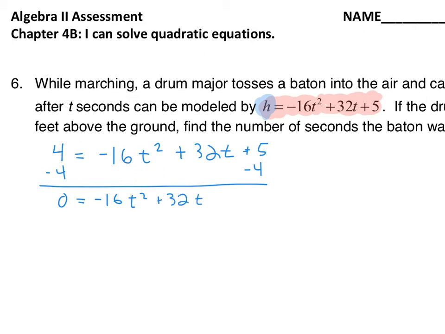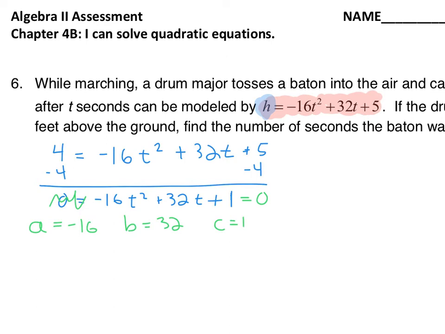Notice how I stacked the 5 and the negative 4, just identifying that those are like terms. They can be combined to make 1. Some of you guys aren't going to like that because the 0 is on the left-hand side. If you want, just go ahead and move that over there. It doesn't matter. We're allowed to do that in an equation, right? Okay, so A is negative 16, B is 32, and C is 1.